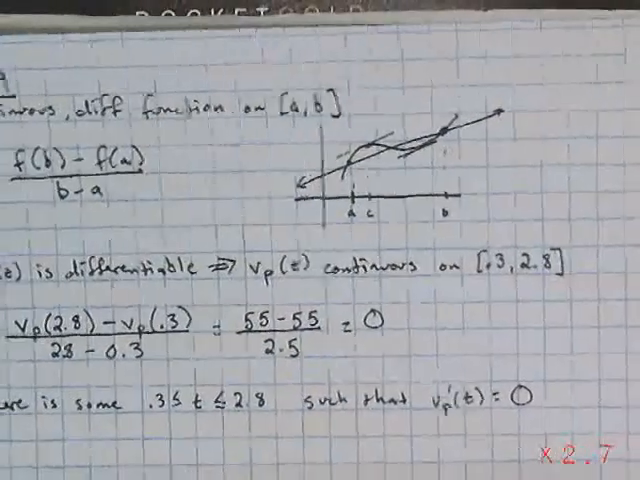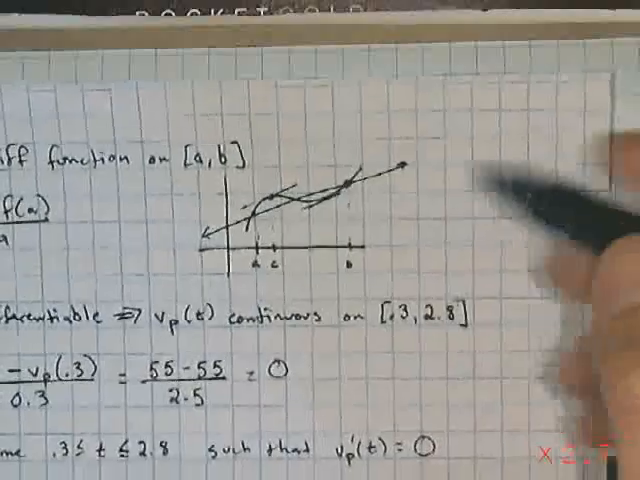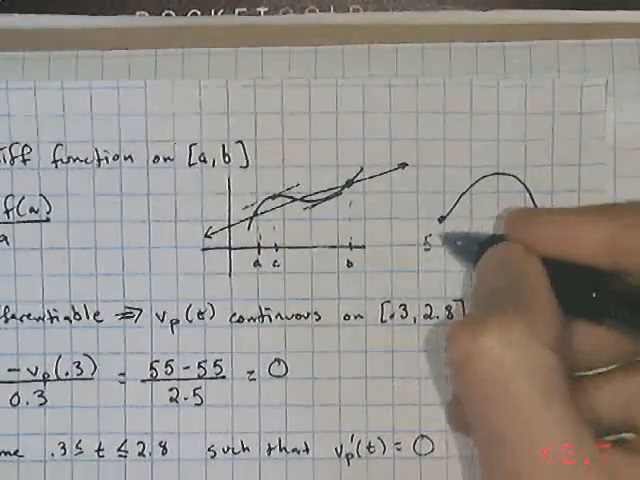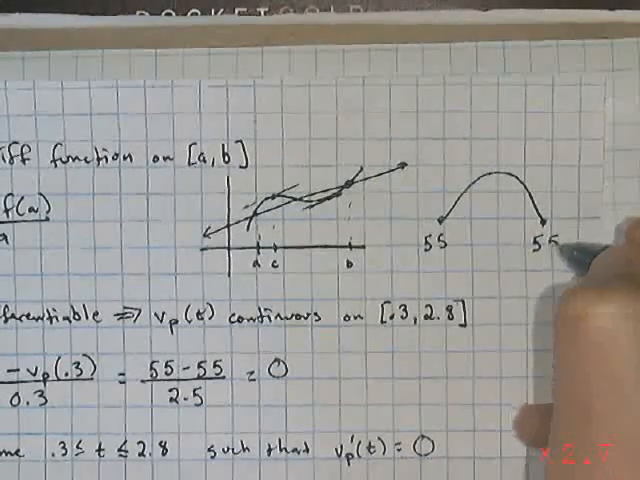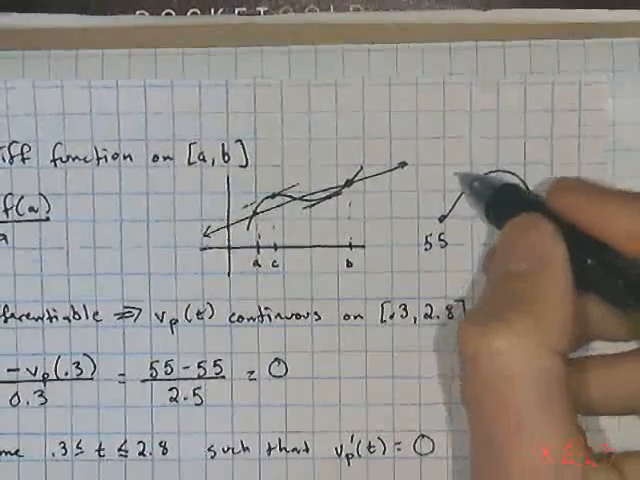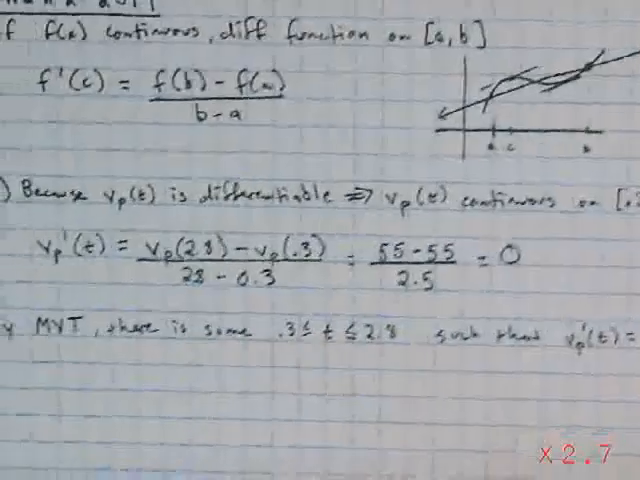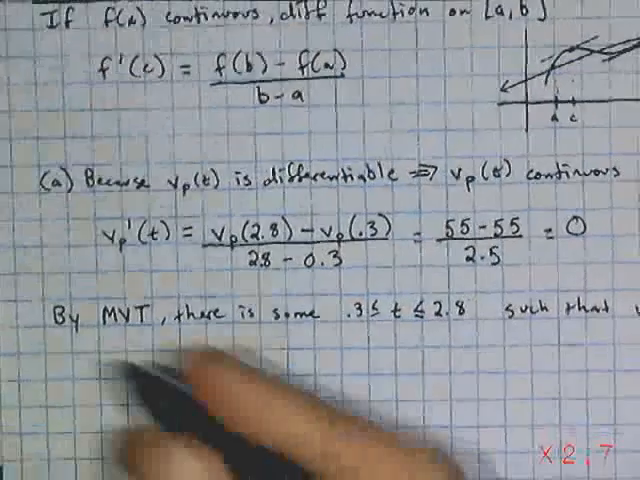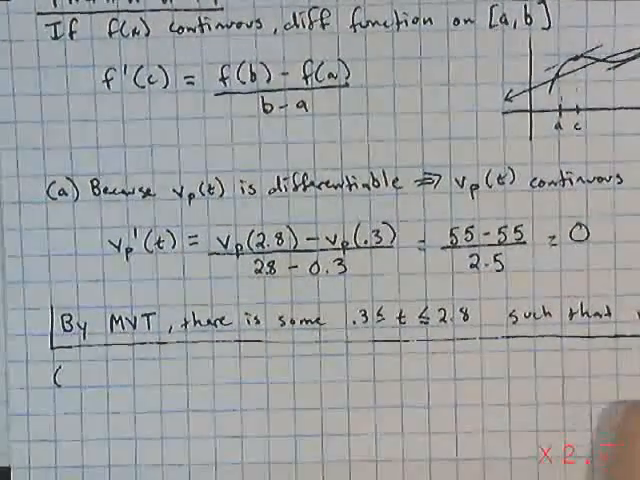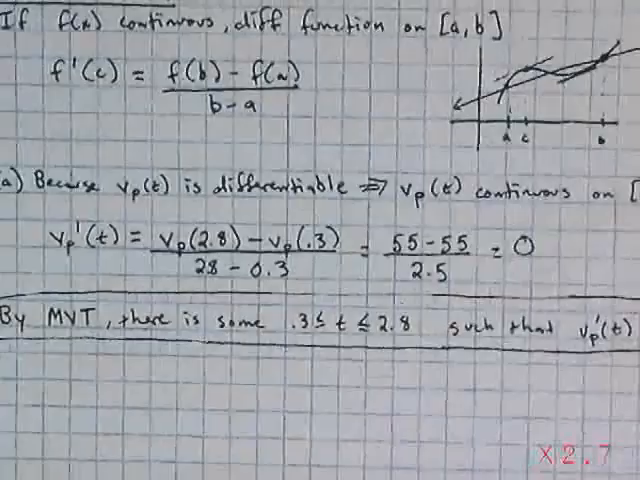Okay, and that makes sense that if we have this curve that is starting and ending at the same point, okay, this kind of side justification, that if this curve is our v sub p of t and it starts at 55 and then comes back to 55, either it's sitting at 55 the whole time, where of course that's a derivative of 0, or it needs to turn around at some point, and at that turning point is where our derivative will zero out. Okay, so that was part A. Part B, let's box that up. By MVT, there's some t in there such that a derivative is 0.